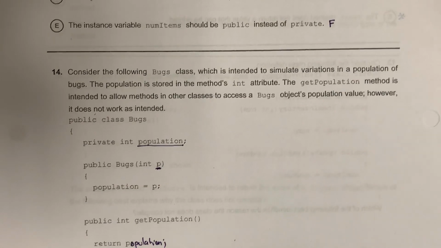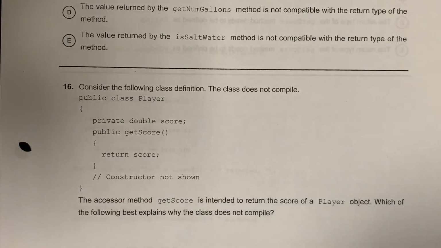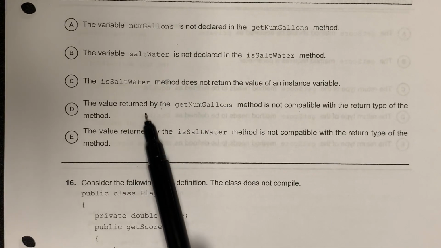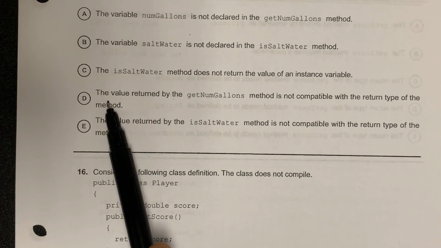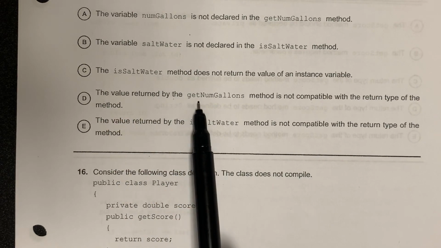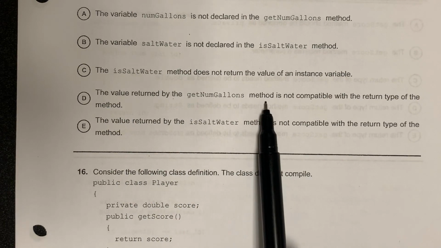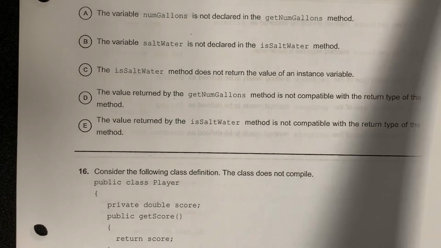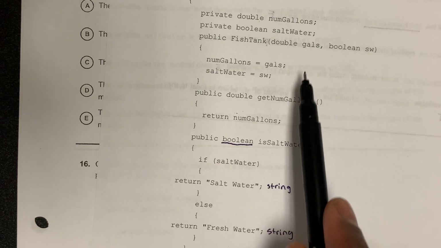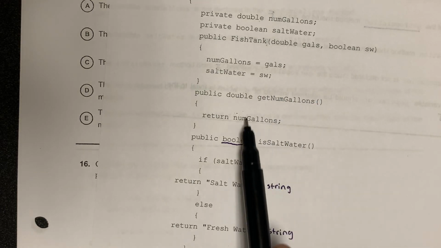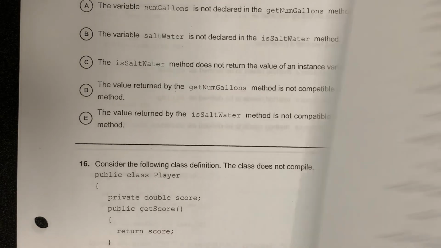And so here, where are the answer choices? Get this out of the way. So we're looking at A. The value returned by the getGallons method is not compatible with the return type of the method. Well, that's not true because gallons is a double and this method is a double.